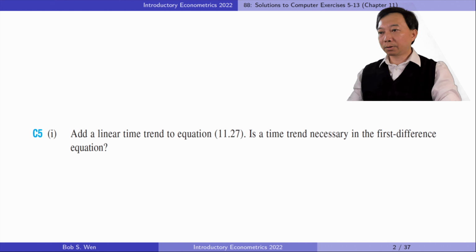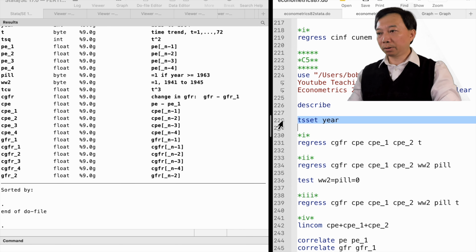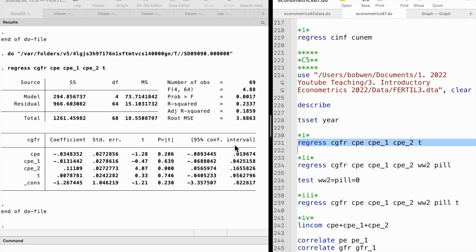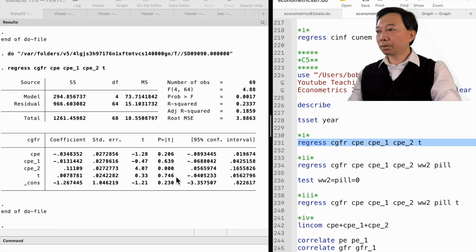Let's solve exercise 5. In part 1, add a linear time trend to equation 11.27. Is a time trend necessary in the first difference equation? No, a time trend is not necessary for the first difference equation. Suppose there is a time trend in the level terms. The differencing will eliminate the time trend. We can verify it by adding the t to the model. The time trend is statistically insignificant at any reasonable level.